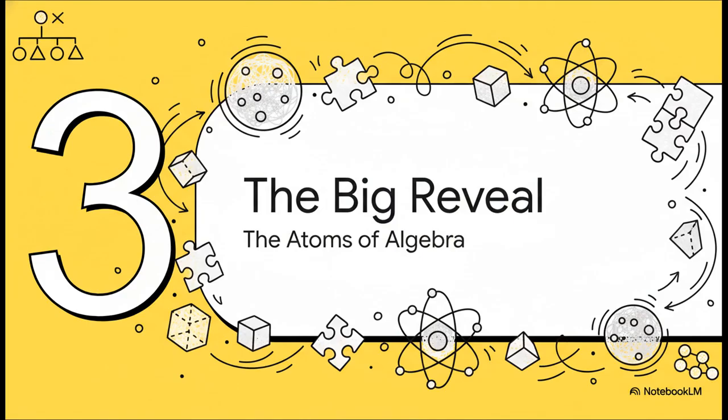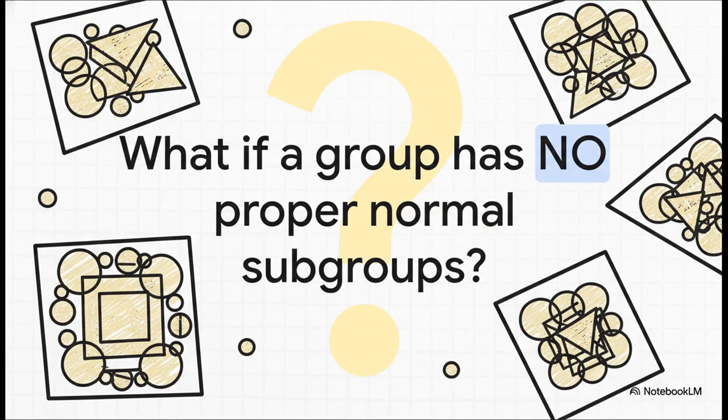Why have we been digging into all this detail? Why does any of this matter? Well, this is the payoff. This is the big reveal. This simple distinction is the key to discovering the actual atoms of algebra. Just think about that for a second.